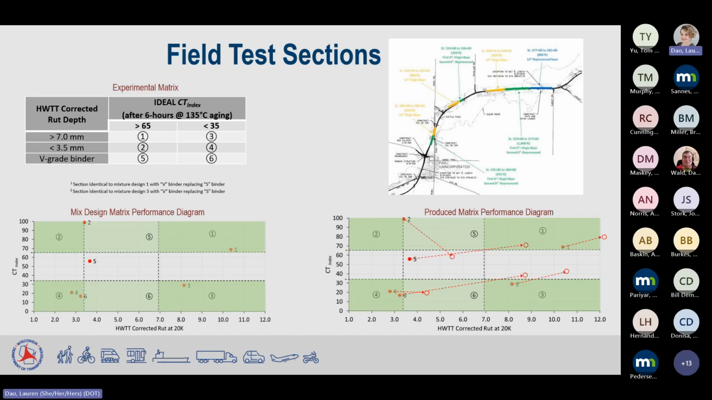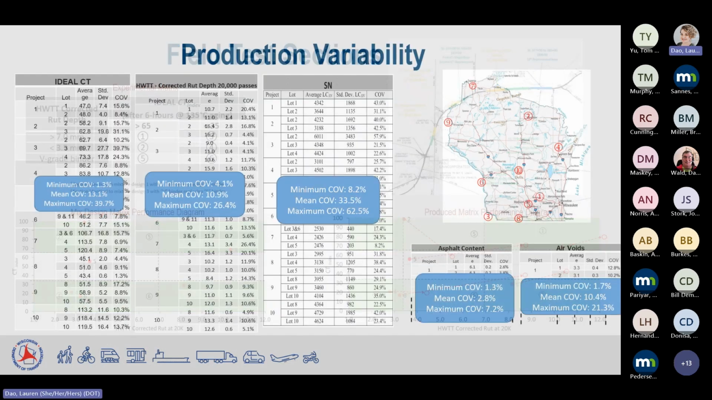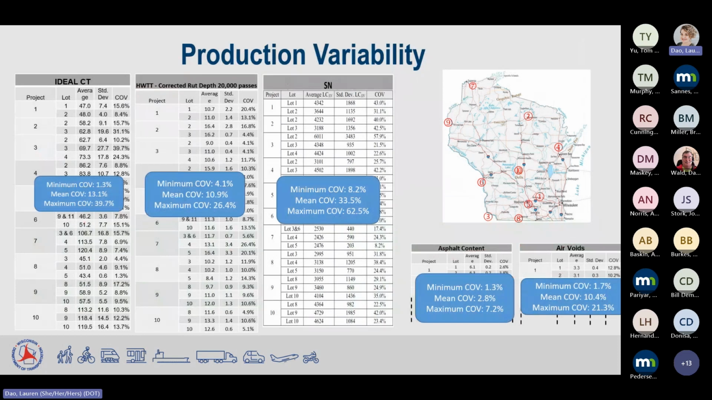And then as part of that same project, we did shadowing to get a feel for production variability. You have sampling variability, you have testing variability, and then you have production variability. So we tried to isolate production variability, right?